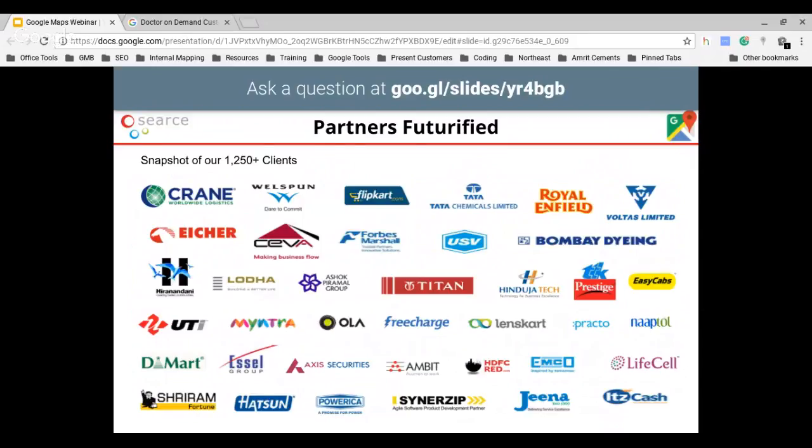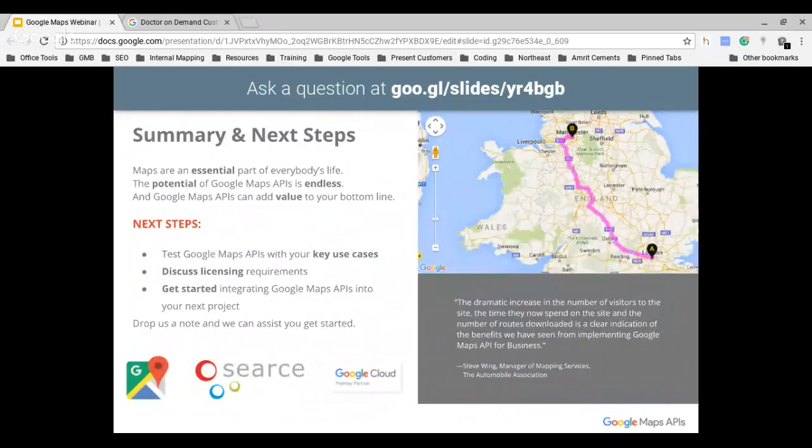So yeah, that brings me about to an end of this conversation. I would just like to tell you about the summary and next steps before we move on to the question and answers. So in summary, maps are an essential part of everybody's life. The potential of Google Maps APIs is endless, right? The Google Maps APIs can add value to your bottom line. So next steps could be to test Google Maps APIs with your key use cases, discussing licensing requirements, right? And get started integrating Google Maps APIs into your next project, right? So drop us a note and we are sure we can assist you to get started, right?